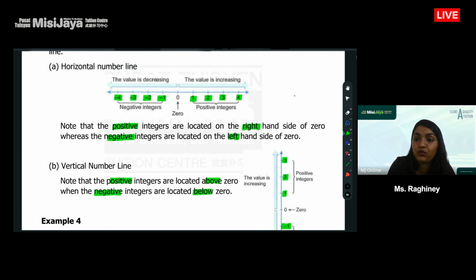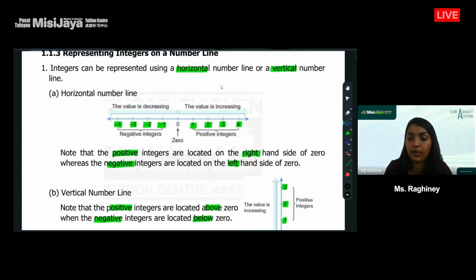When we look at a horizontal number line, okay, we know that 4 is greater than 3. 3 is greater than 2. 2 is greater than 1. 1 is greater than 0. 0 is greater than negative 1.